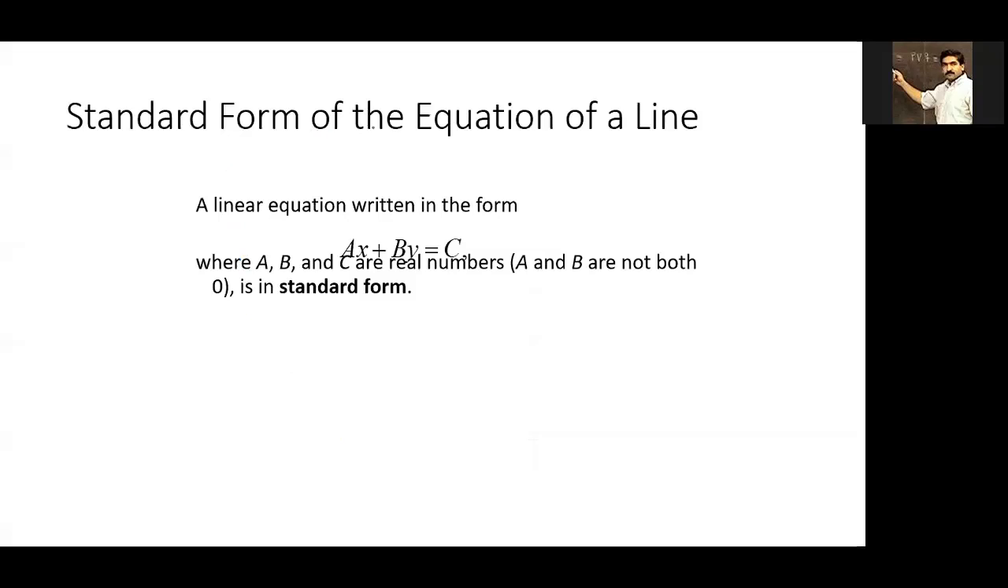Standard form of the equation of the line. So far we looked at y is equal to mx plus b. We also looked at y minus y1 is equal to m times x minus x1. And we call this slope-intercept form, and this was slope-point form. Now we have another one called standard form, which is ax plus by is equal to c, where a, b, and c are real numbers, and this is the standard form.